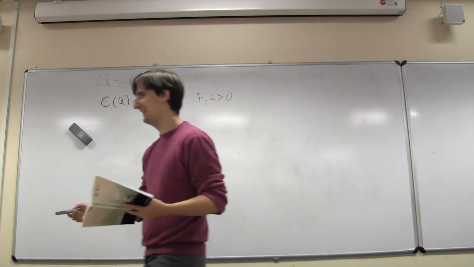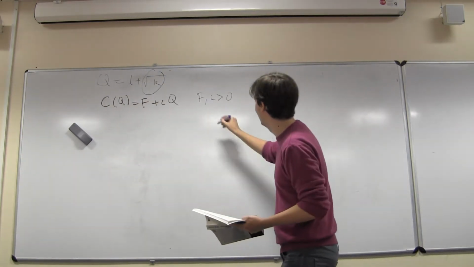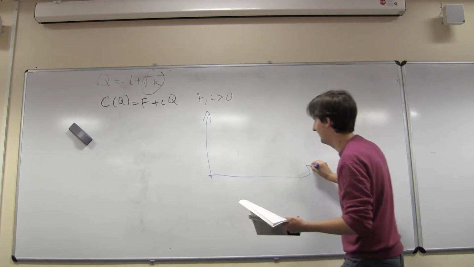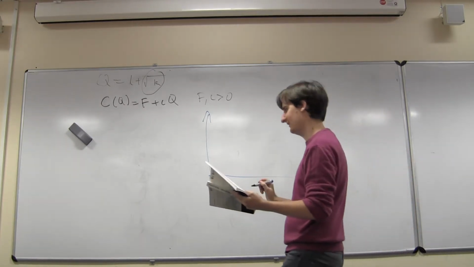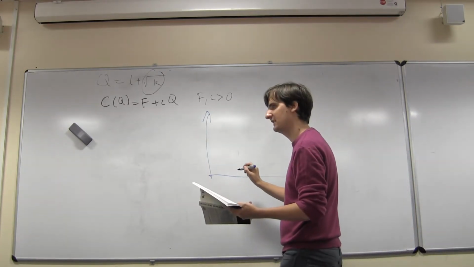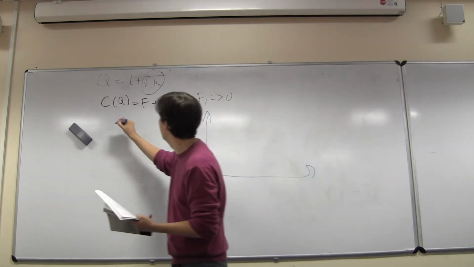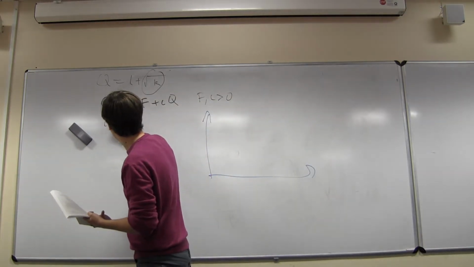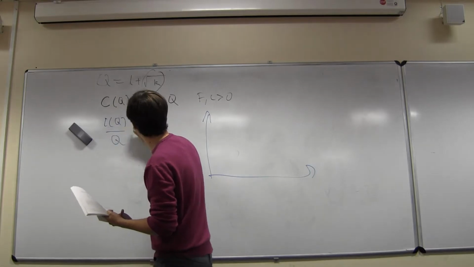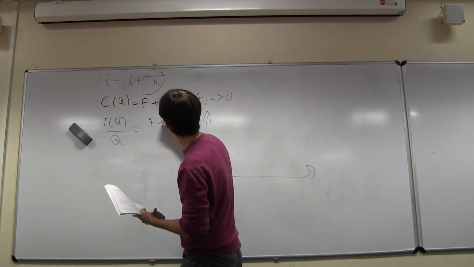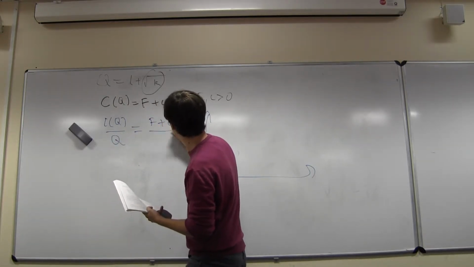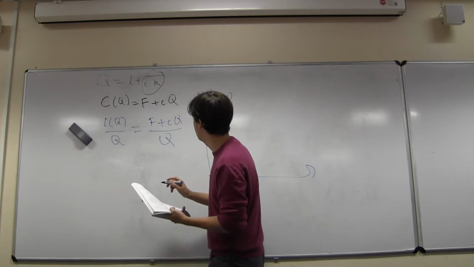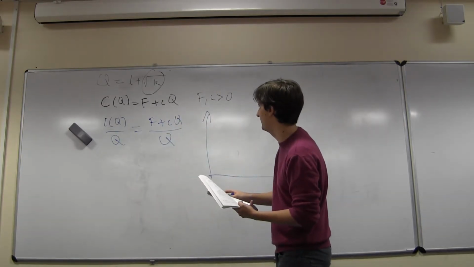Can I say it from here? Yeah, go on. You tell me what to draw and I'll draw. So average cost, we should divide by Q. It should be decreasing. Q over Q. Okay. So divide by Q. So it's decreasing as Q is increasing. Okay. So it's a downward curve.